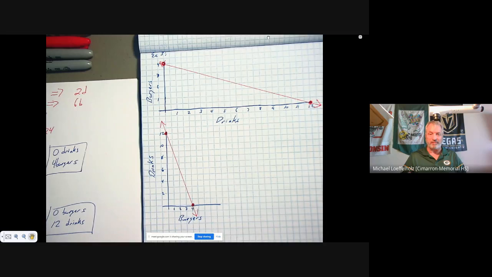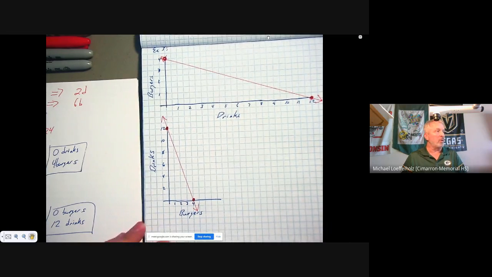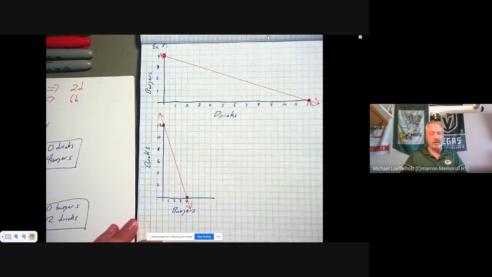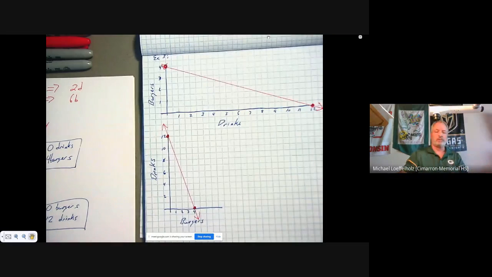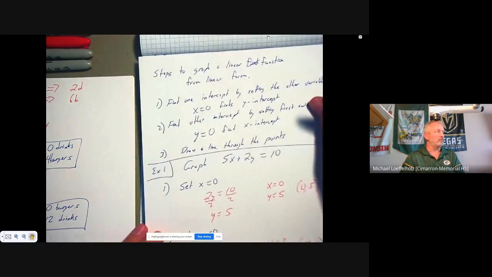Just make sure that you label it properly when you're not using X and Y. Normally X and Y is our default graph. But when you're not using just X and Y, then make sure you label correctly: burgers versus drinks, miles per hour versus kilometers per hour, that kind of stuff. Okay. All right. So again, just to recap, steps to graph a linear function.